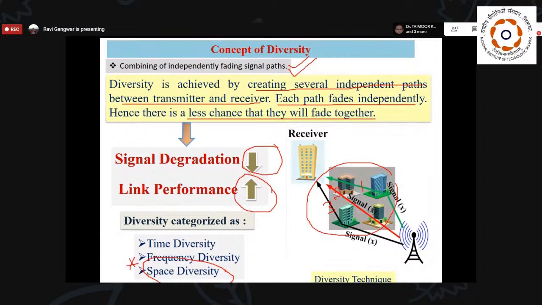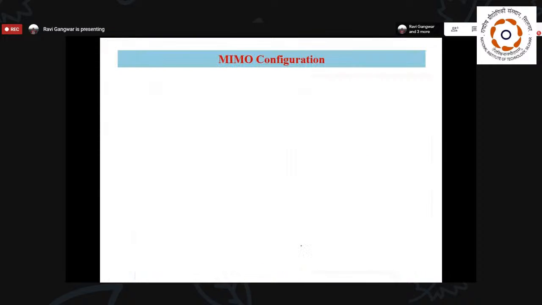It means if we are going to apply space diversity, then we require more than one antenna at your transmitter side and more than one antenna at your receiver side, so that we can say space diversity is the backbone of MIMO antenna systems. So we are basically going to go for space diversity in the MIMO antenna system.